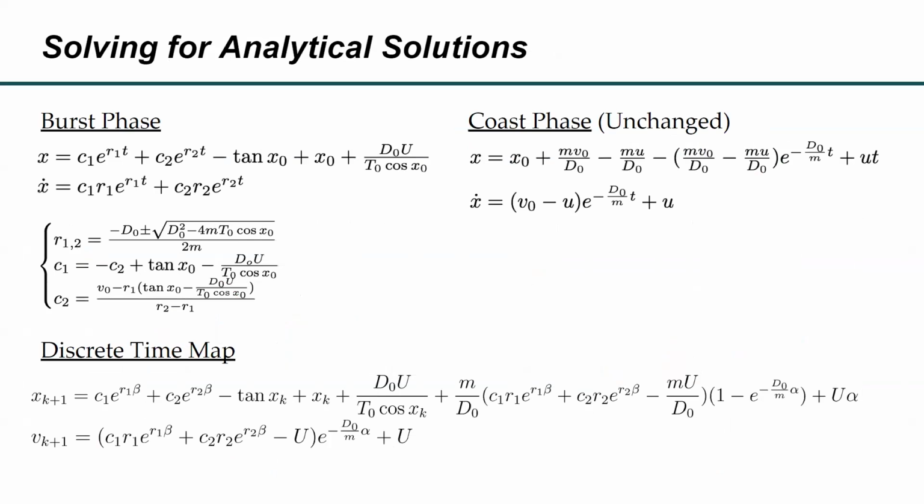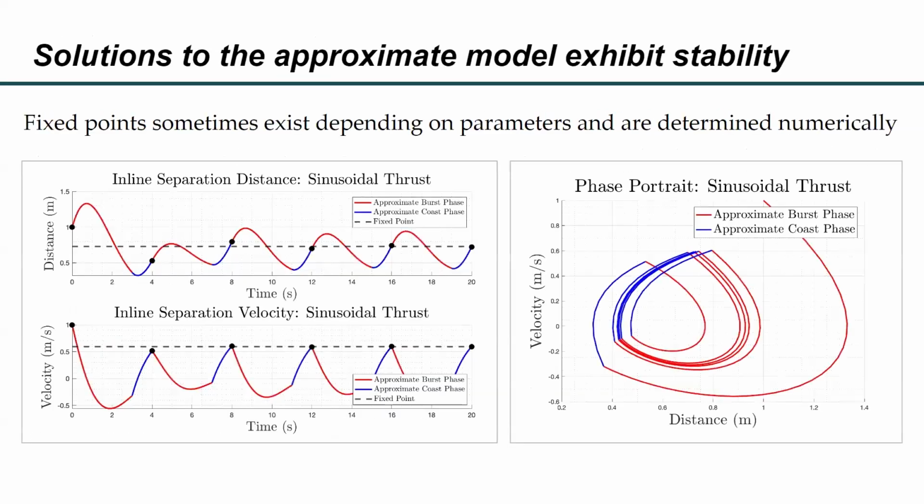Now, here are the analytical solutions for the burst and coast phase, and I generated a discrete time map. So ideally next I'd solve for fixed points, but sometimes just due to certain parameters, you can't really find the fixed points as easily. And so I used MATLAB's function called Pareto search to numerically find the fixed points. I also plotted the distance and velocity plots.